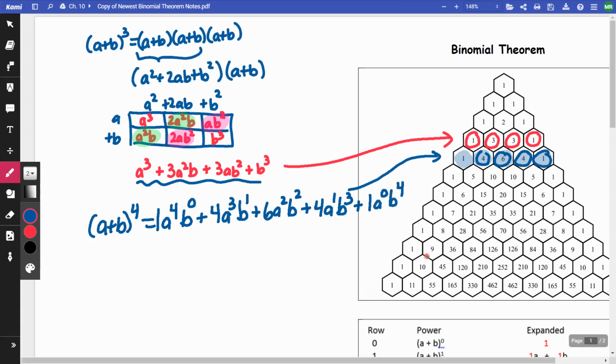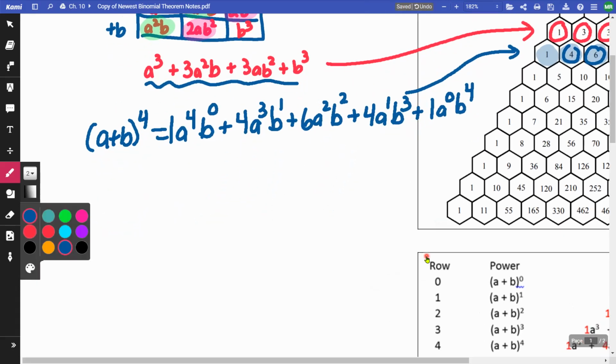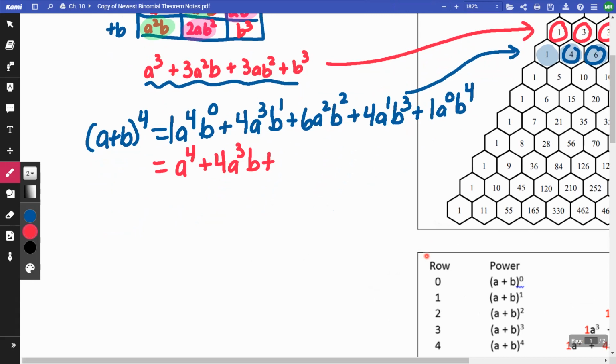Now, a couple things I want you to notice. Let me zoom in here, okay? First thing I want you to notice is, again, I really could just write this as a to the fourth. I don't need the 1 and the b to the 0, plus 4a to the third b, it's b to the first, but I could just write b, 6a squared b squared, 4a b to the third, and then this last one, the 1 and the a to the 0, those are just 1 times 1, so I just get left with b to the fourth.